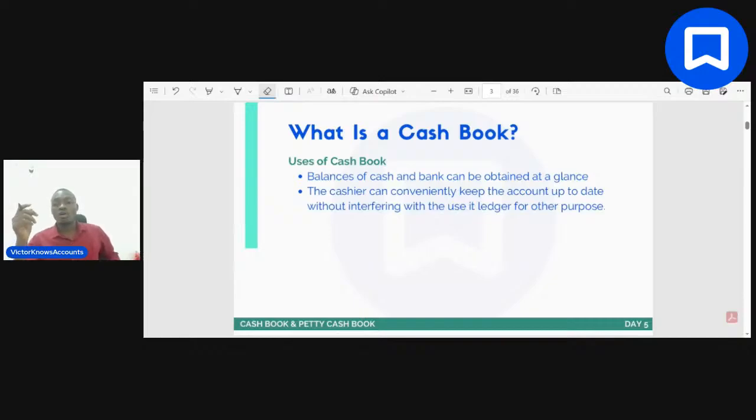So generally, your cash book is actually a lifesaver, because at the end of the day, you just have to look through your cash book and you get everything you have been looking for regarding receipts of cash and payment of cash. Is that fine? So generally, your cash book does not only track physical cash.